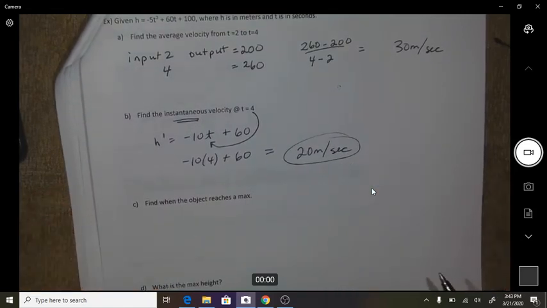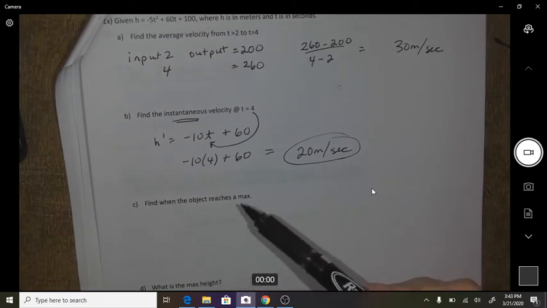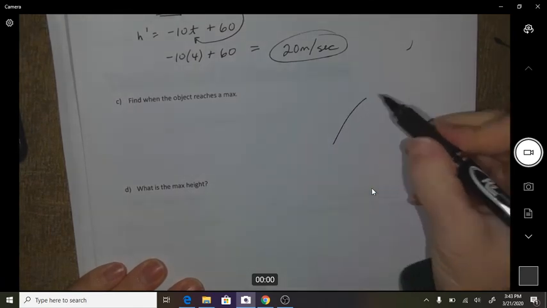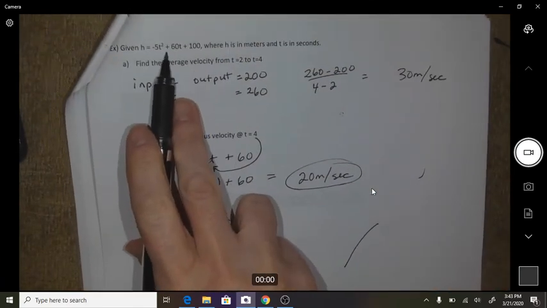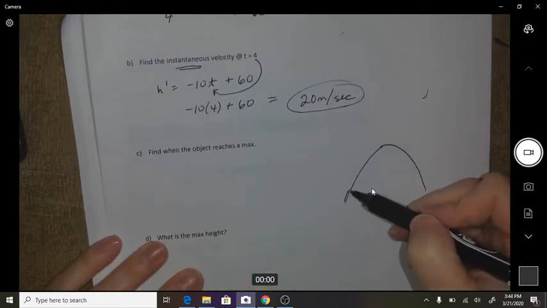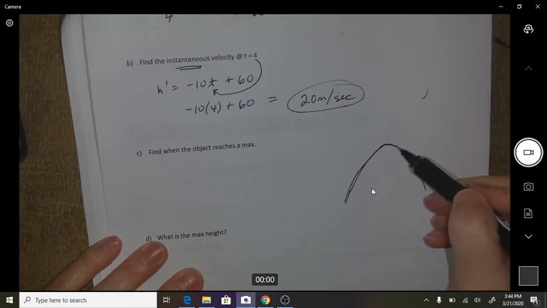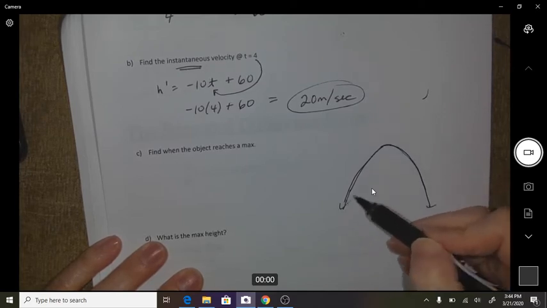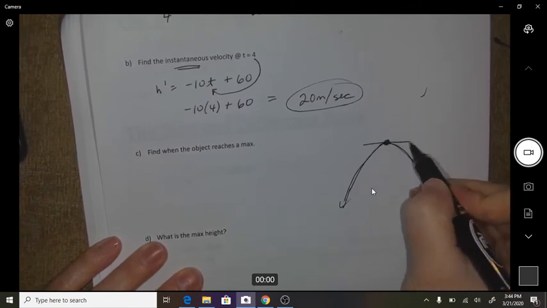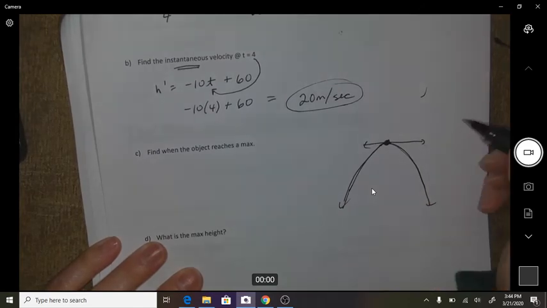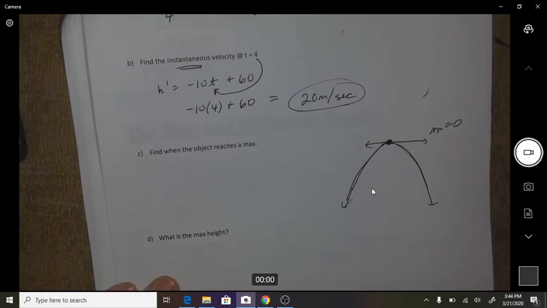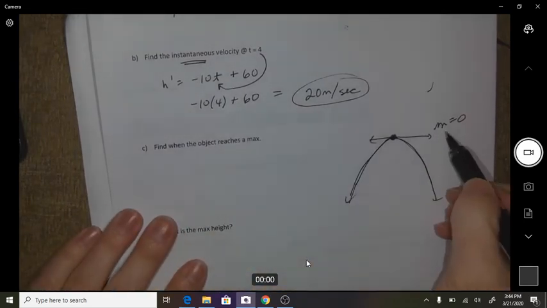Okay, find when the object reaches a max. If you think about this, I know this equation is a parabola and it's a negative, so the object gets shot in the air and it reaches a max and then it starts to fall. Okay, so when does it hit a max? Right here. If I think about the tangent line right there, what's the slope of that line? The slope is 0. Okay, so I want to know when the slope is 0.